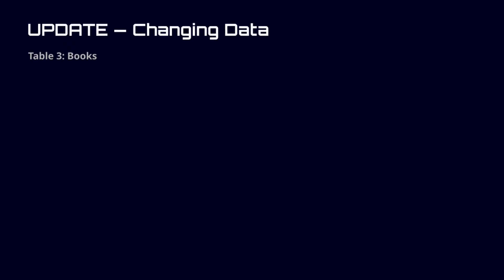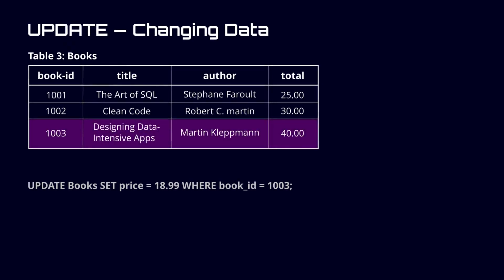UPDATE lets us modify existing records. UPDATE books SET price = 18.99 WHERE book_id = 1003. In this case, we're changing the price of a specific book.